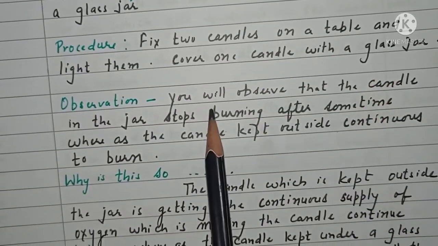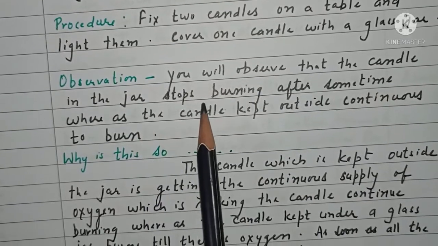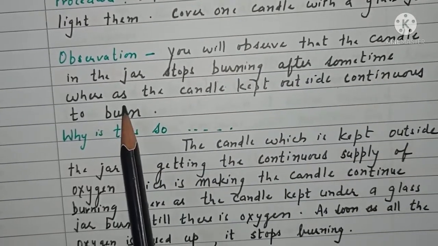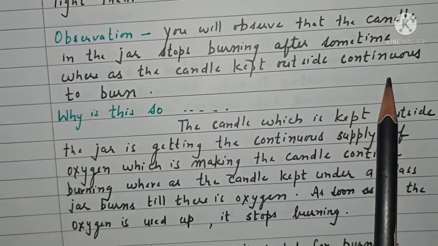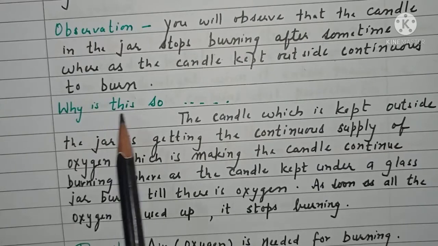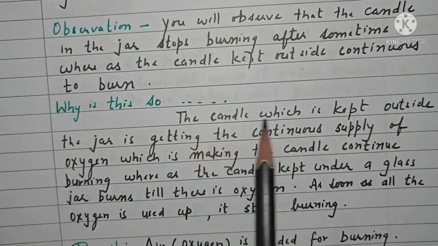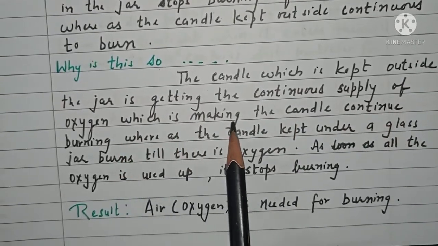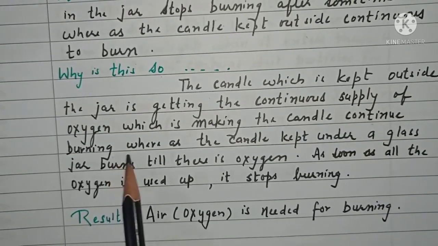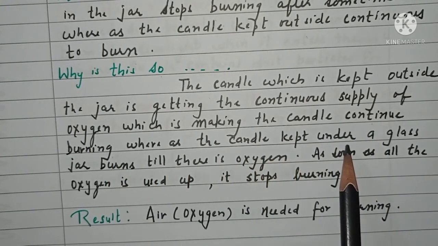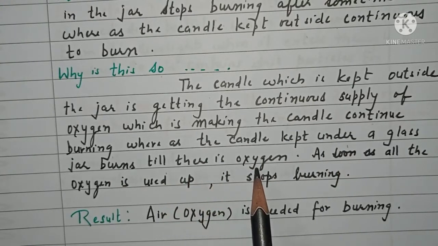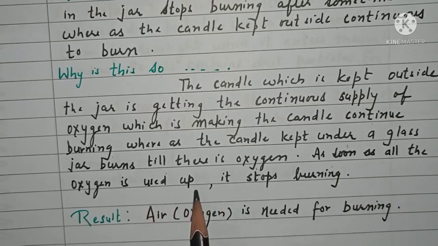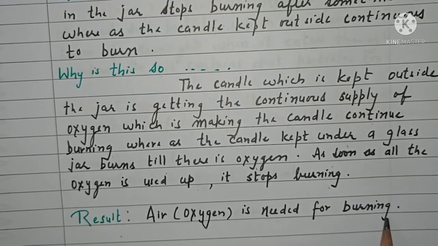What will you observe? You will observe that the candle in the jar stops burning after some time, whereas the candle kept outside continues to burn. Why is this so? Now students, the candle which is kept outside the jar is getting the continuous supply of oxygen, which is making the candle continue burning. Whereas the candle kept under a glass jar burns till there is oxygen. As soon as all the oxygen is used up, it stops burning. And what is the result? That means air, which is oxygen, is needed for burning.